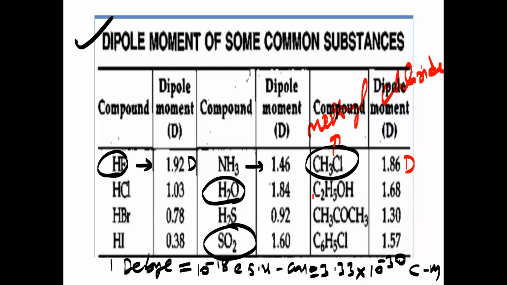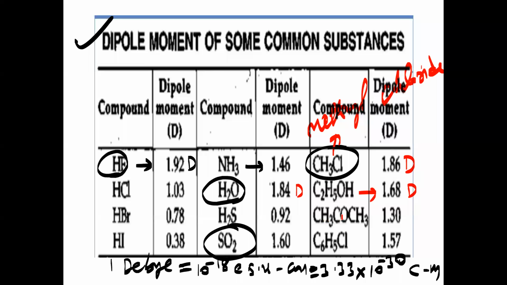Next what? Water. Water has how much? 1.84 Debye for water. Next, H2S. Okay, C2H5OH, what? Ethyl alcohol. What is the name of C2H5OH? Ethyl alcohol. Ethyl alcohol has how much? 1.68 Debye dipole moment. The dipole moment of ethyl alcohol is 1.68 Debye.